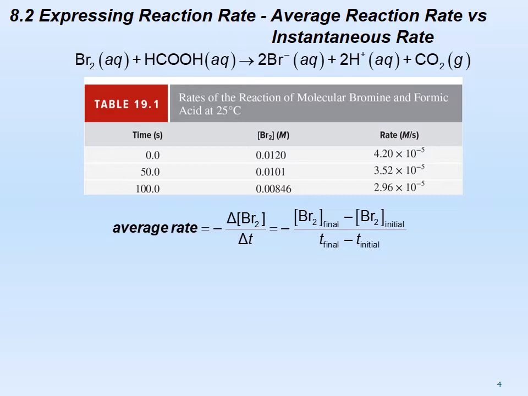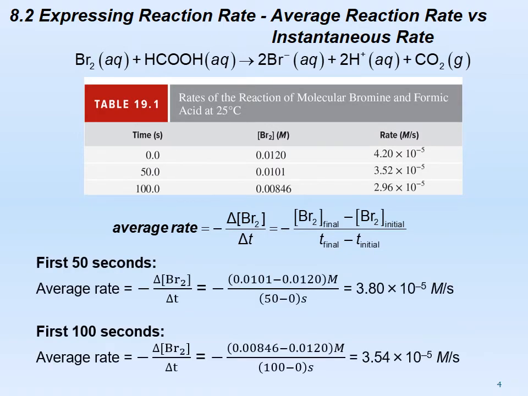Different time intervals can be chosen. As can be seen from the calculated examples, the average rate for the first 50 seconds of reaction is different from the average rate for the first 100 seconds. Hence, average rate depends on the time interval we pick. Different time intervals give different average rates.